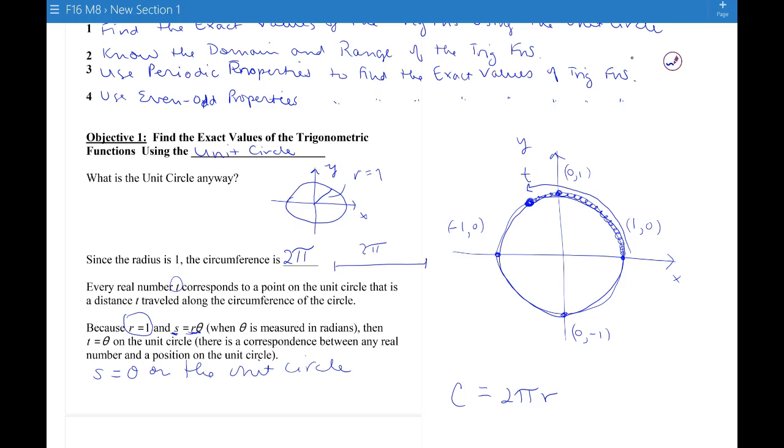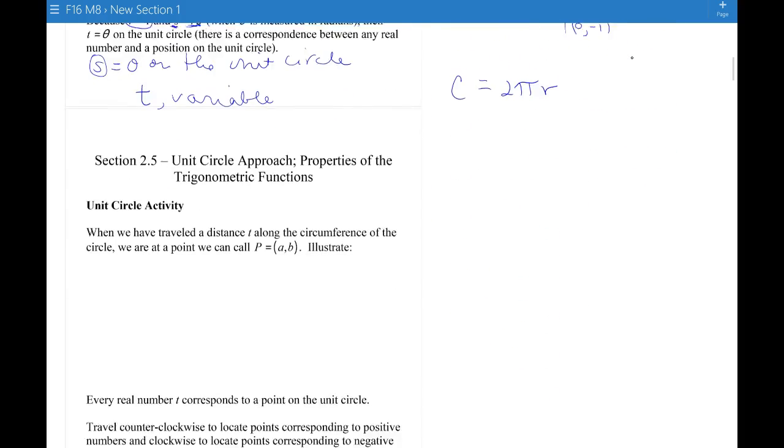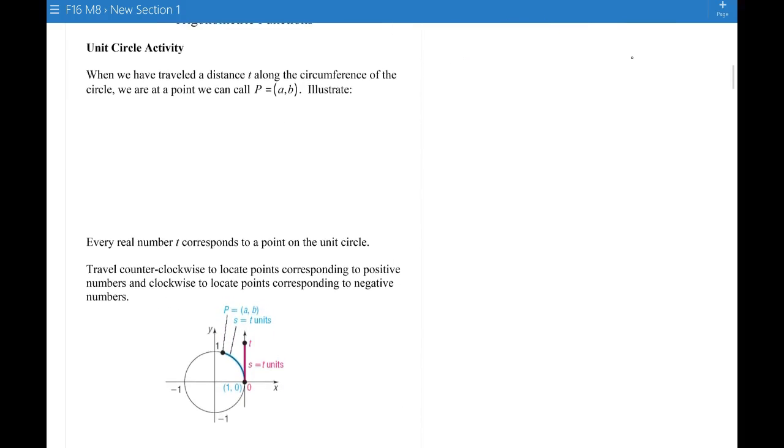So s is arc length and specifically refers to arc length, but we're going to use this number t as a variable that's talking about the distance traveled along the circumference of the unit circle, where t is a real number. But because theta in radians and r is 1 equals s, t and theta actually correspond to each other. Then we have a unit circle activity that we're going to do together in class.